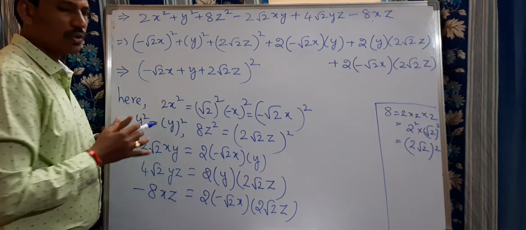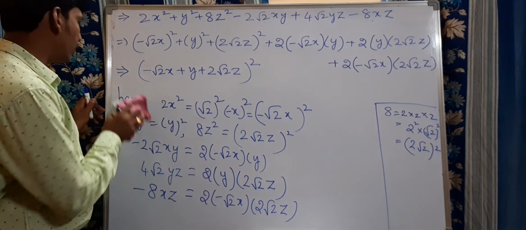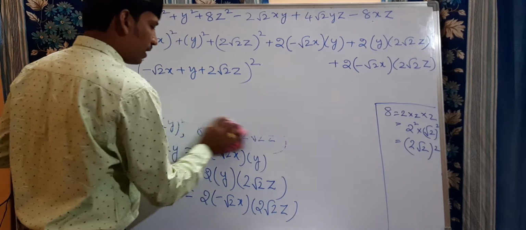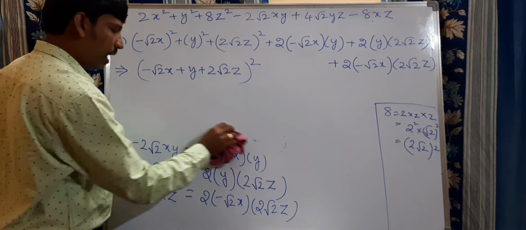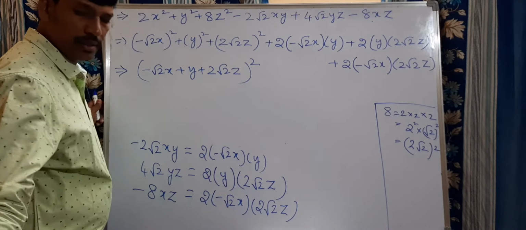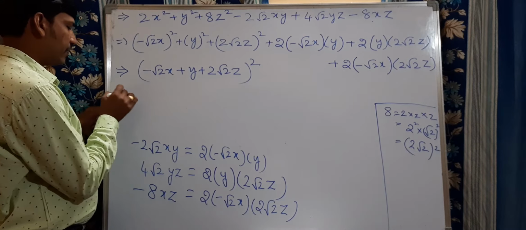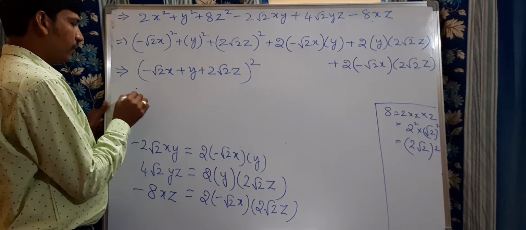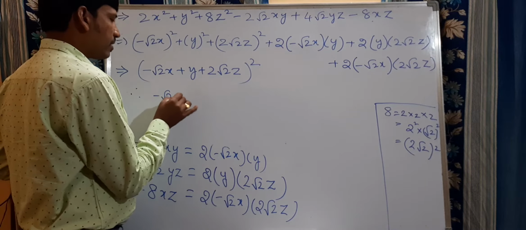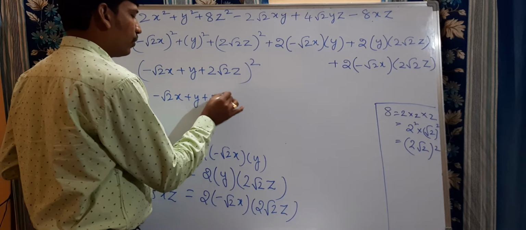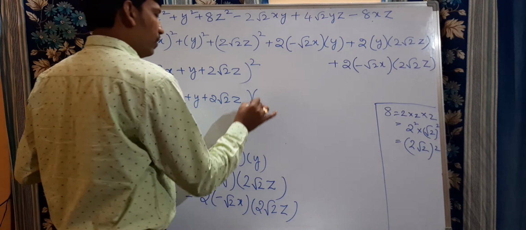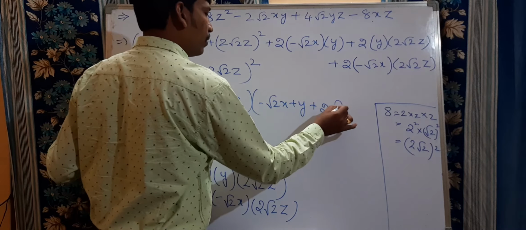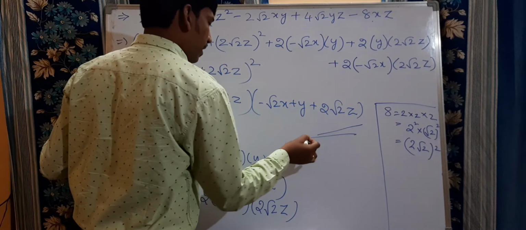Clear? So it is a whole square, and they are asking to factorize, no? So factorize means you write the product of two linears. So now this square term we are going to write as, which implies, therefore, minus root 2x plus y plus 2 root 2 z into minus root 2x plus y plus 2 root 2 z. So this is the answer.